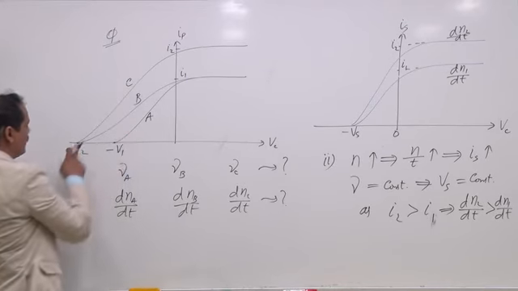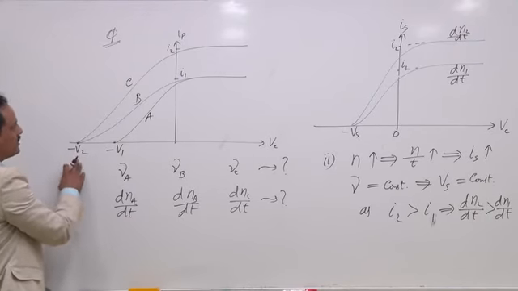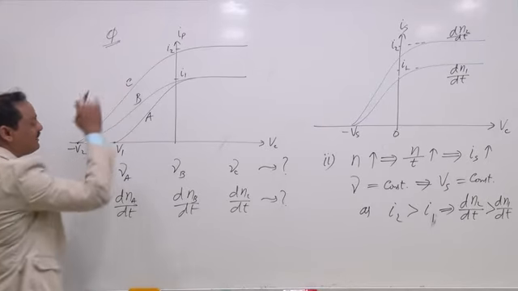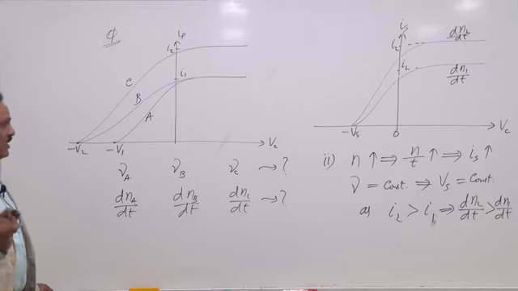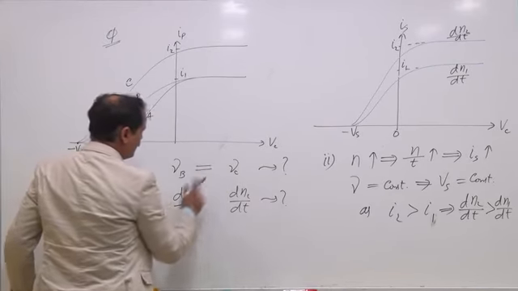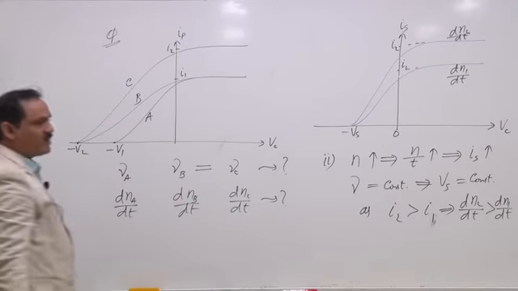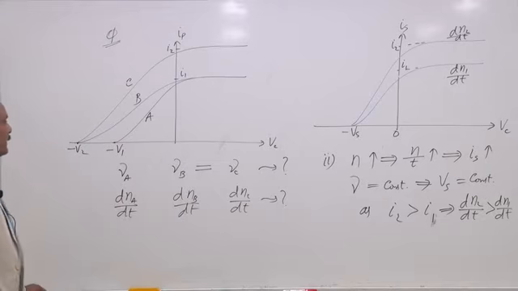For B and C, the stopping potential is the same. It is V2, or the collector potential is minus V2. So B and C have the same stopping potential. It means their frequencies are the same. So nu B is equal to nu C. So the frequency of incident light falling on B and C are equal.